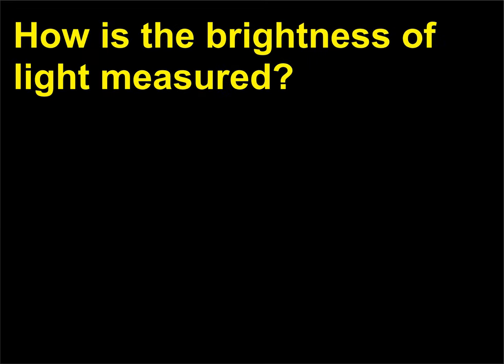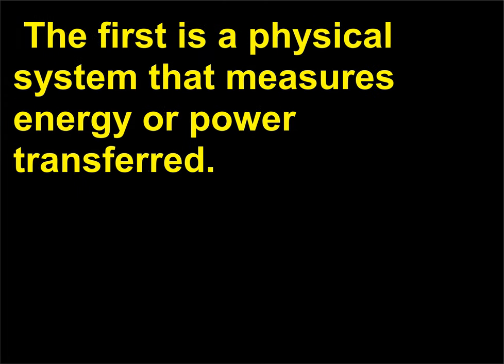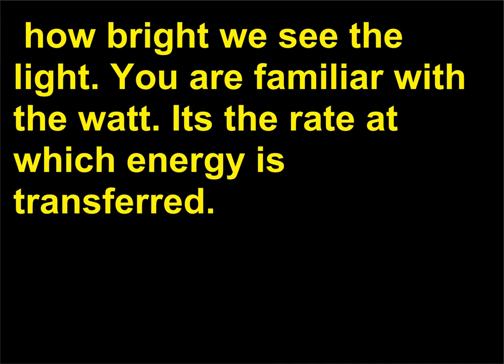How is the brightness of light measured? There are two separate systems to measure the intensity of light. The first is a physical system that measures energy or power transferred. The second system measures the effect of light on the eye, in other words, how bright we see the light. You are familiar with the watt. It's the rate at which energy is transferred.